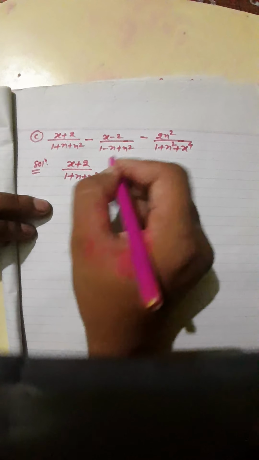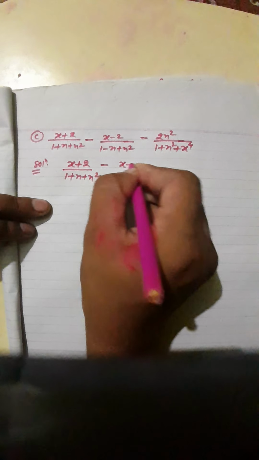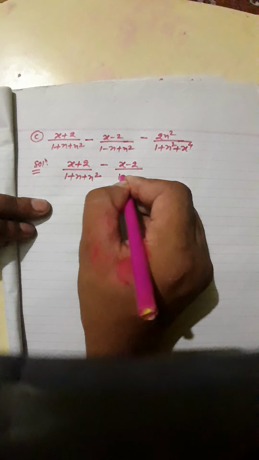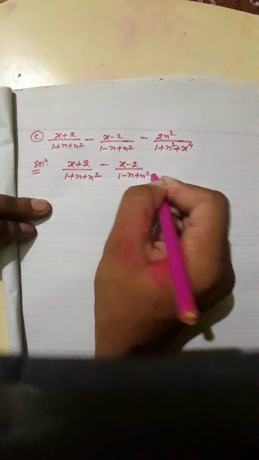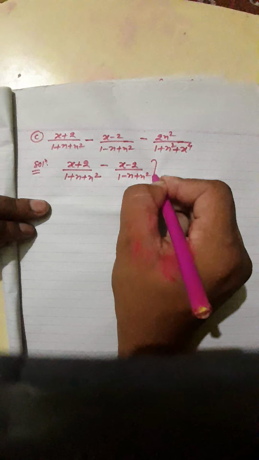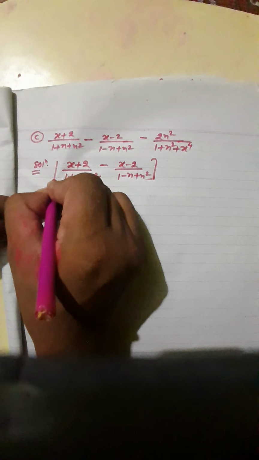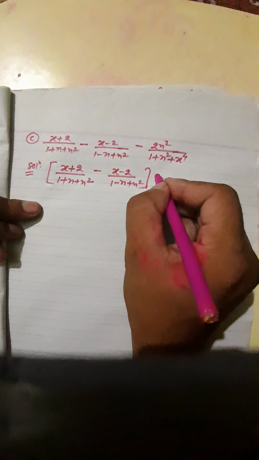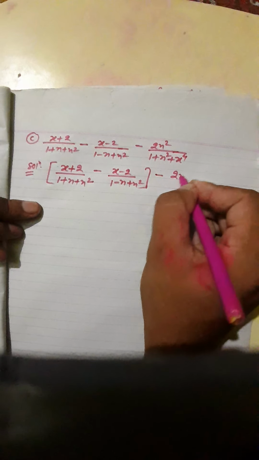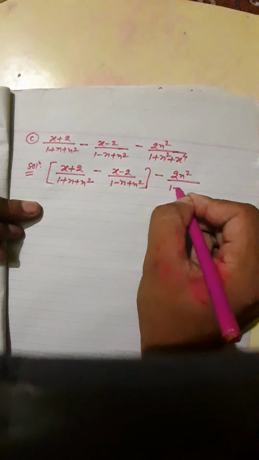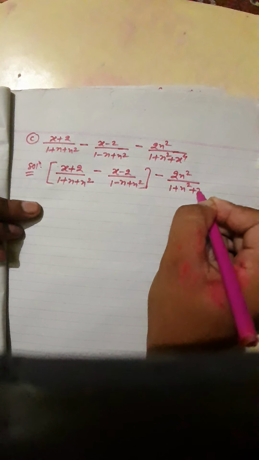Here we have to simplify (x + 2)/(1 + x²) minus (x − 2)/(1 − x + x²). Now first of all we are going to simplify the first and second expression, so it is better to keep them inside a bracket, and then minus 2x²/(1 + x² + x⁴), which we have to keep as it is.